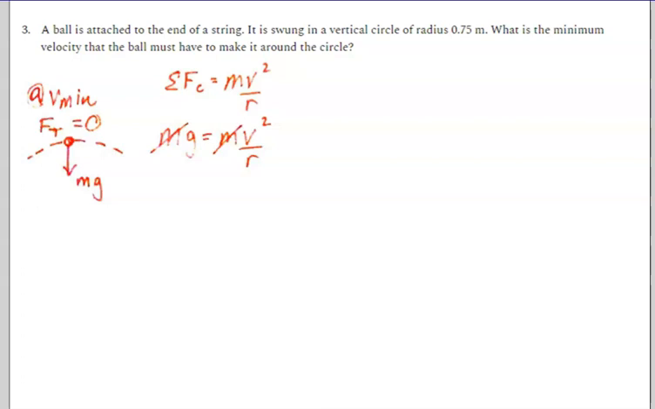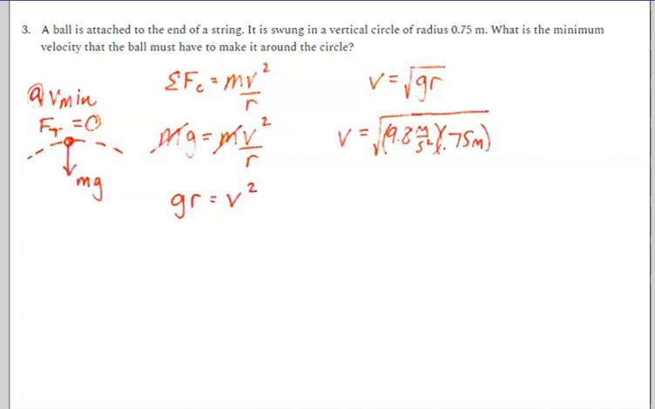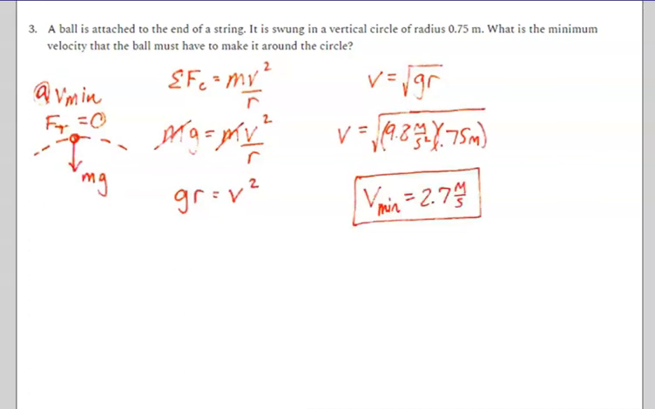We have mass on both sides, so we can cancel out the mass. Multiply both sides by r, so v squared equals g times r. And then if we take the square root, we get v equals the square root of g times r. We'll plug our numbers in. We get the square root of 9.8 times 0.75, which gives us 2.7 meters per second, and that is the minimum speed needed for the ball to make it around the circular path. Any slower, and the rope would go slack, and the ball would fall and not make it around.